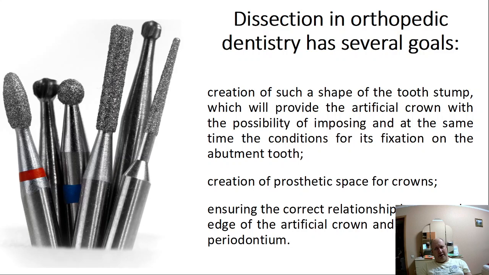Dissection in orthopedic dentistry has several goals. First of all, this is creation of such a shape of the tooth stump which will provide the artificial crown with the possibility of imposing it, and at the same time the conditions for its fixation on the abutment tooth. Creation of prosthetic space for crowns, and ensuring the correct relationship between the edge of the artificial crown and the marginal periodontium.